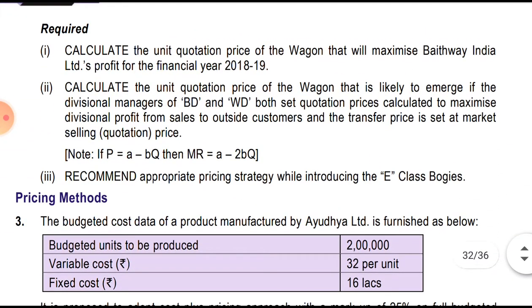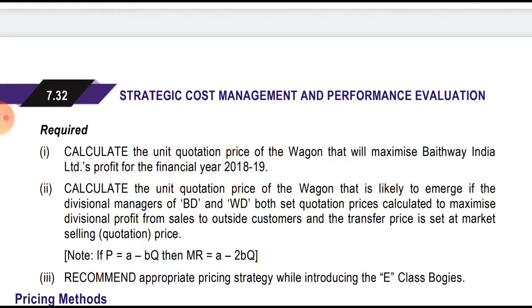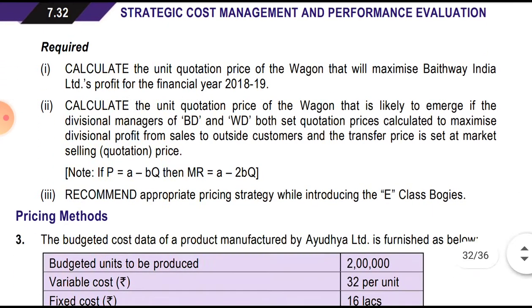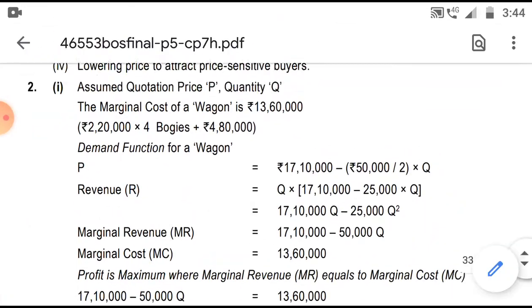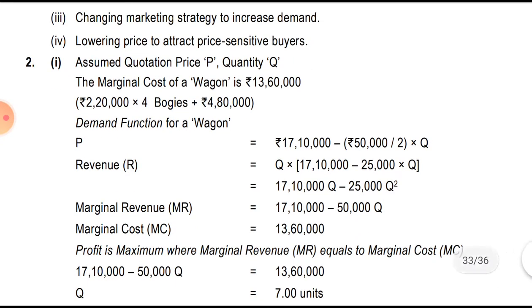Required: calculate the unit quotation price of the wagon that will maximize the Bathway India Limited profit for the financial year 18. We simply have to apply the price formula in WD, not in the bogie division. We have to calculate for the wagon because they have given the quotation for the wagon, so we just simply calculate that. I will directly go through the answer because there is not much explanation needed.